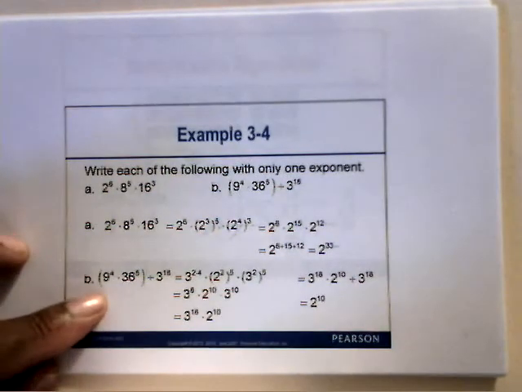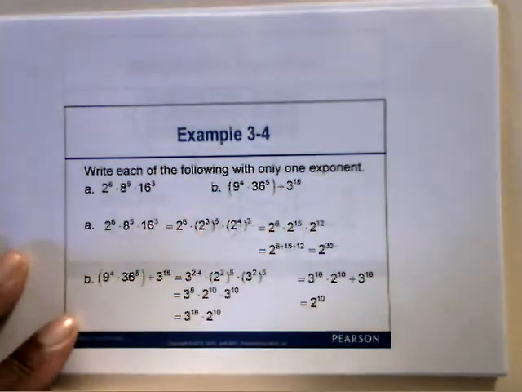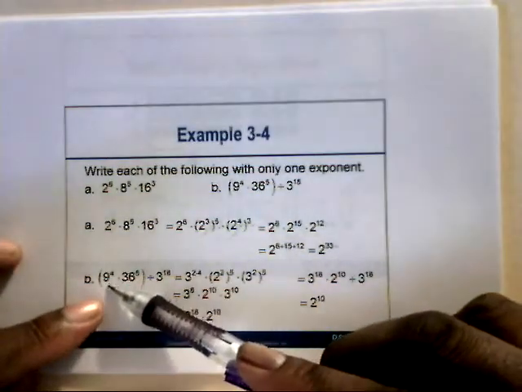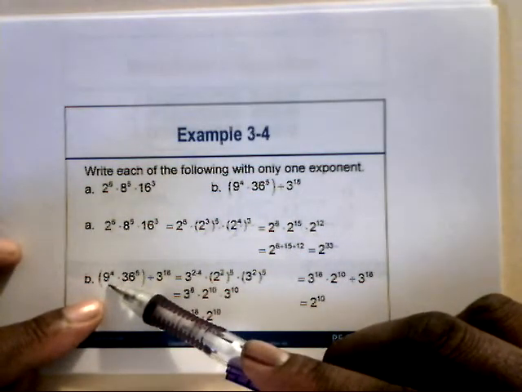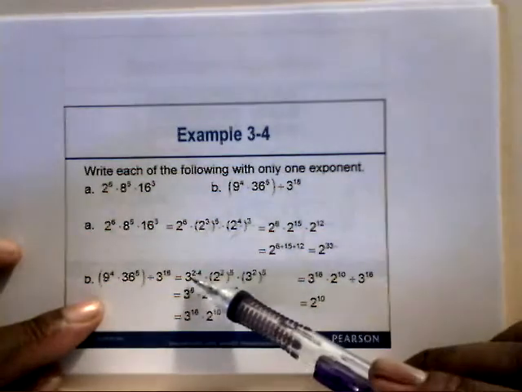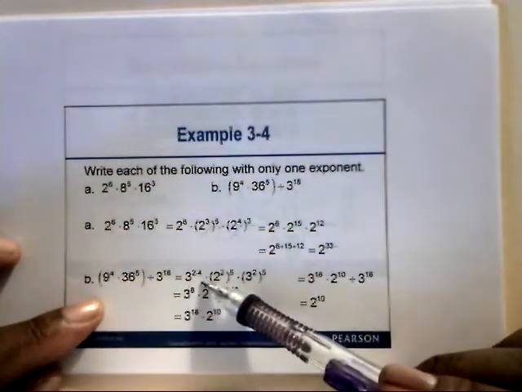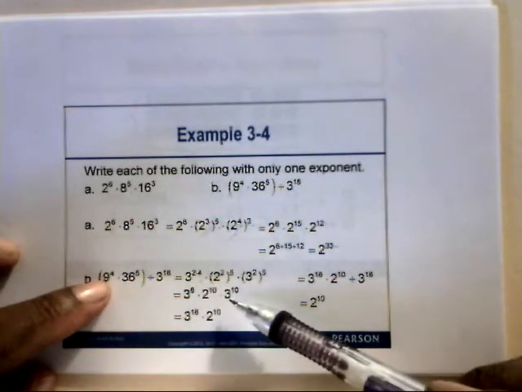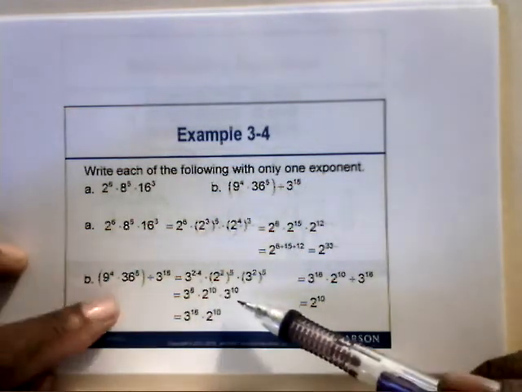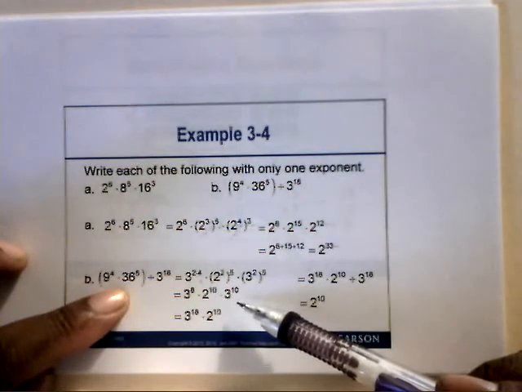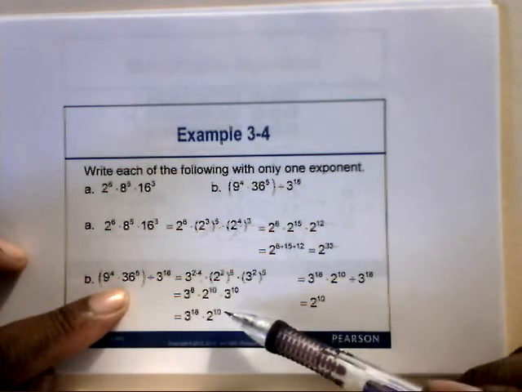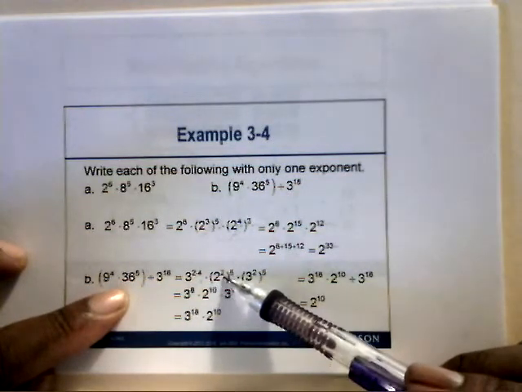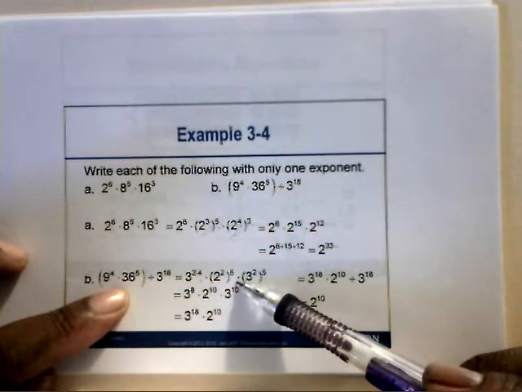Now look at part B. We've got 9 to the 4th times 36 to the 5th power. That 9, I can write that as 3 times 3 or 3 to the 2nd. So here this will be 3 to the 2nd, raised to the 4th, because I've got the 4 already here. Times 36 is like 4 times 9, but 4 can be 2 to the 2nd. So here's 2 to the 2nd. That's going to be raised to the 5th.